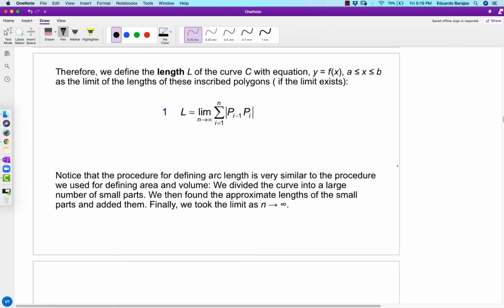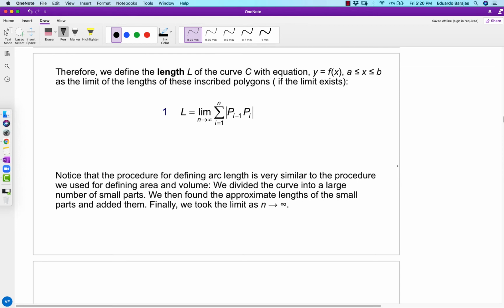Okay, so what we've done is we've defined the length L of the curve C with the equation y equals f of x defined between a and b as the limit of the lengths of these inscribed polygons. So capital L equals the limit as n goes to infinity of the Riemann sum as i goes from 1 to n of these individual segments, the distance from point p sub i minus 1 to p sub i.